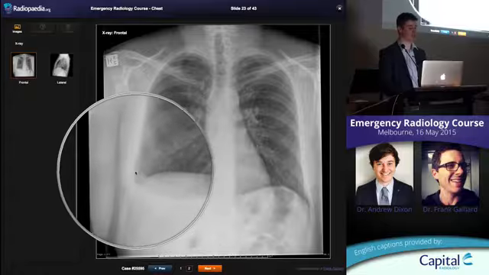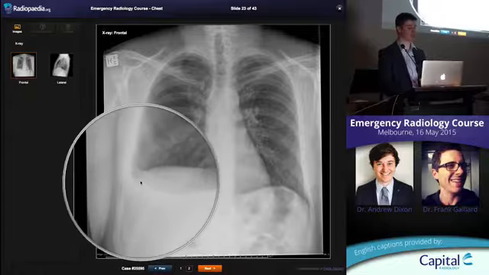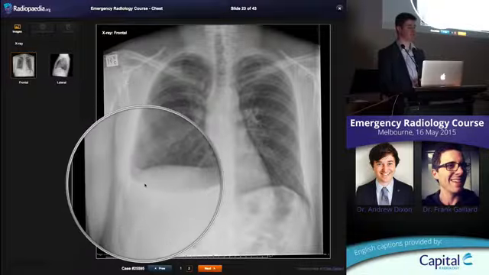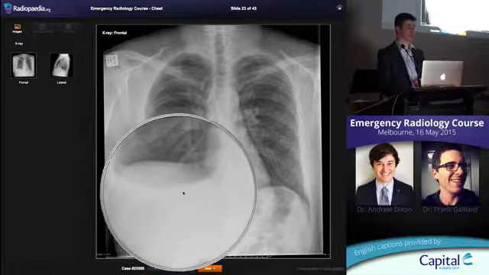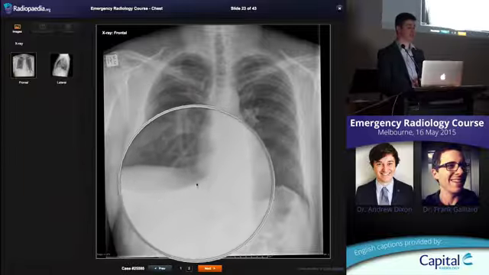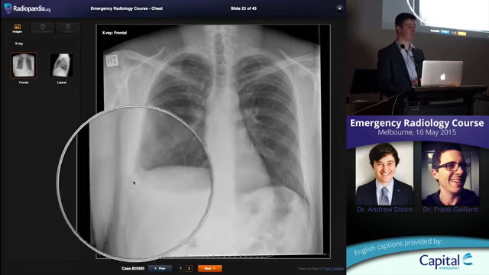You have a look on the other side, there's no sharp costophrenic recess, and you've got this meniscus of fluid coming up there, okay? You can actually trace it all the way down the back, all the way here. You don't often see that, but this is just a very nice example of a fluid meniscus.